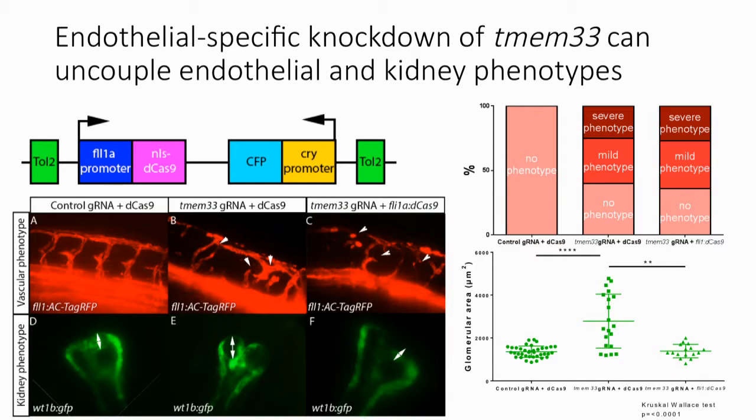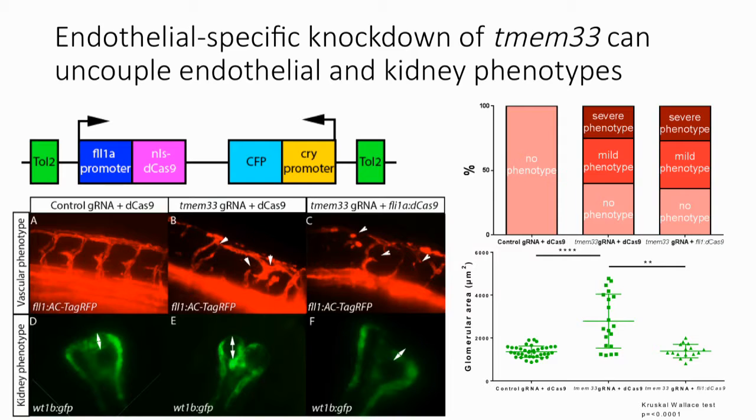So the construct is a Tol2 construct. As I've said before, all of this is transient experiments. We're currently growing the line up to use a stable line. So just to recap, I've used the figures from before. The construct itself has got a fli1 endothelial promoter driving dCas9, and then using a CRISPR, which is blue eyes, as a positive marker for transgenesis. So we can see which ones have got blue eyes, and then we know that they're transgenic.